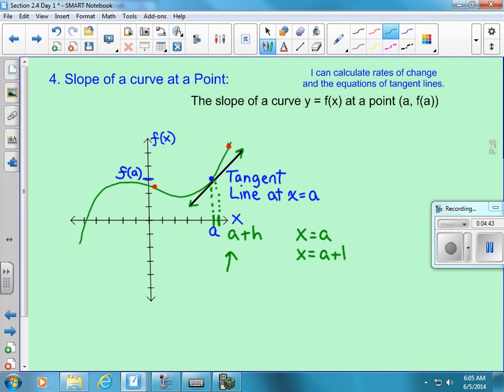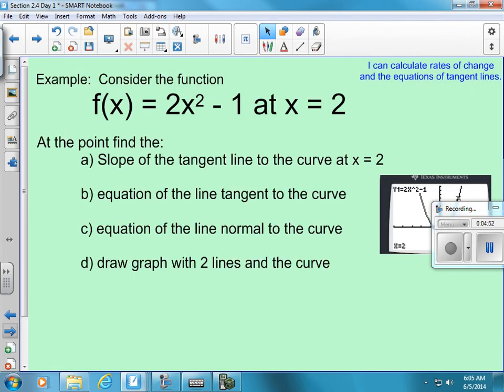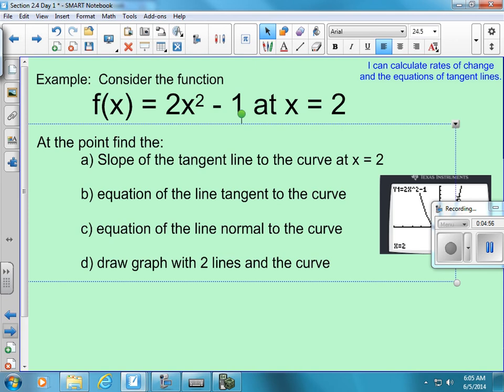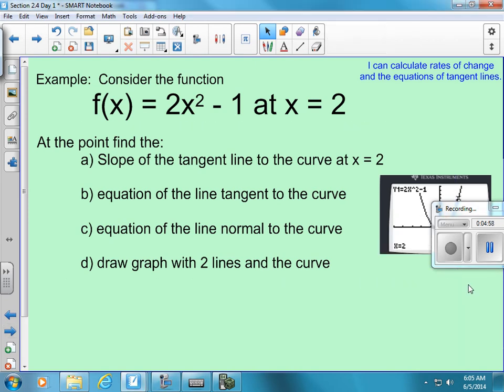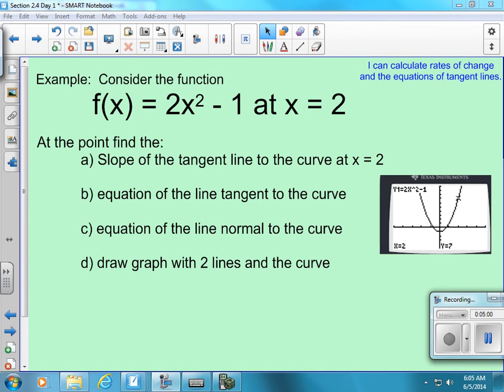And now we can find the slope of a tangent line, or at least get very, very close if we do it that way. Okay, so let's take a look at how we do that. So we're considering this graph and this function, 2x squared minus 1. We have it graphed over here.